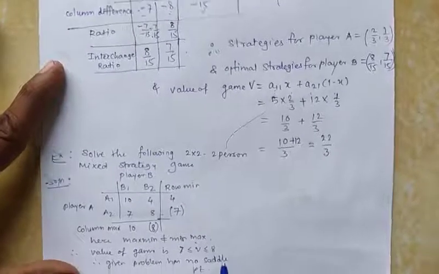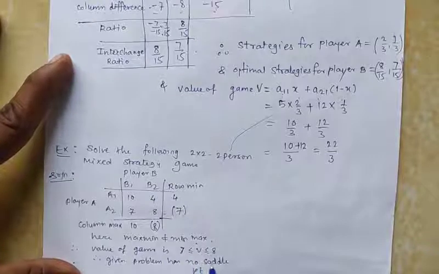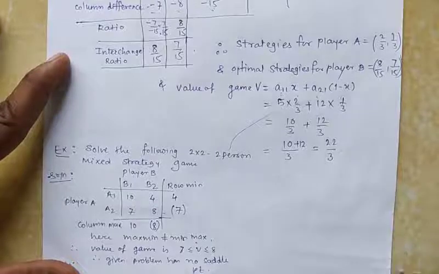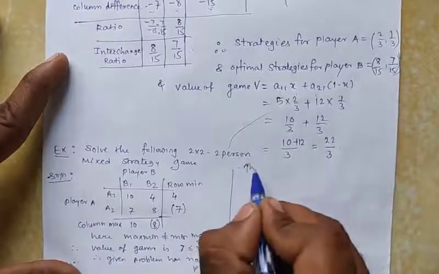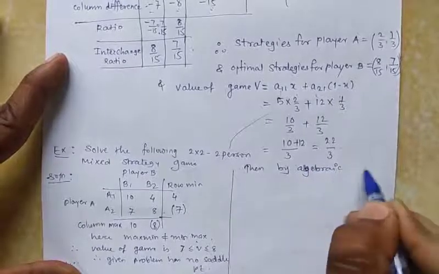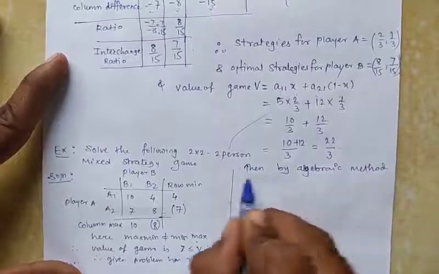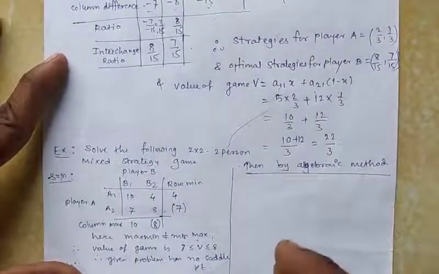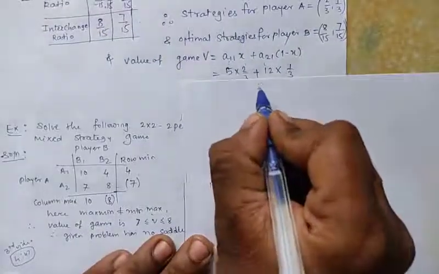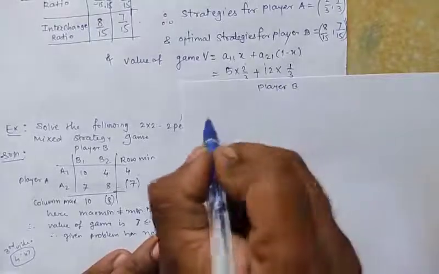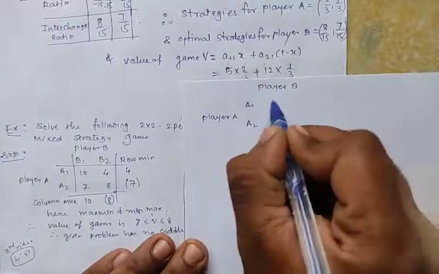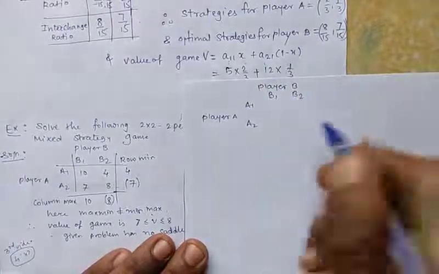Now to find out the actual value of game, by using which method do we apply? So let's apply the algebraic method. So what is the algebraic method? First find out the row difference and column difference, right? So first write down: this is player B and this is player A, having strategies A1, A2, B1, B2. Okay.